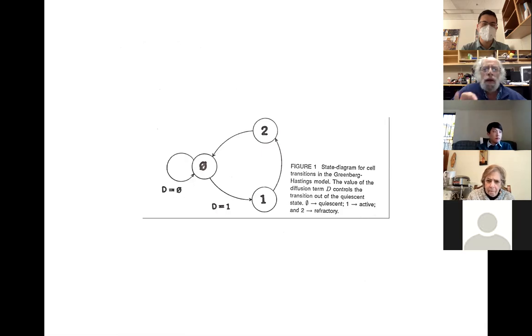Now, here is a finite state automaton in each one of these squares. And this is a model, the Greenberg-Hastings model. It's based on a diffusion term, which controls the transition of quiescent, et cetera, states. You start off with a dead state. A 1 comes in, and immediately it becomes a 1. It comes alive. Then it goes in the next time step to a refractory state, and then in the next time step, it goes back to the 0 state. It's a small oscillator, basically.